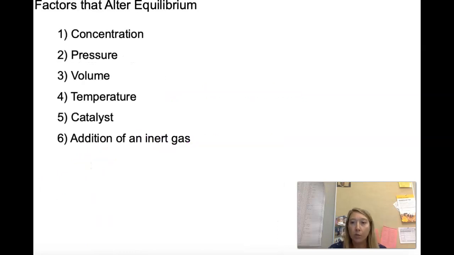The different factors we're going to look at are concentration, pressure, volume, temperature, catalyst, and addition of an inert gas. Some of these are definitely easier than others, and some of them are definitely more complicated than others. Most important piece, practice. Whether you're in class learning this lesson or you're at home, usually it seems really easy during the lesson, but then when you try it on your own, sometimes you realize that you don't quite have the thought process down. So it's really important to make sure that you are practicing it.